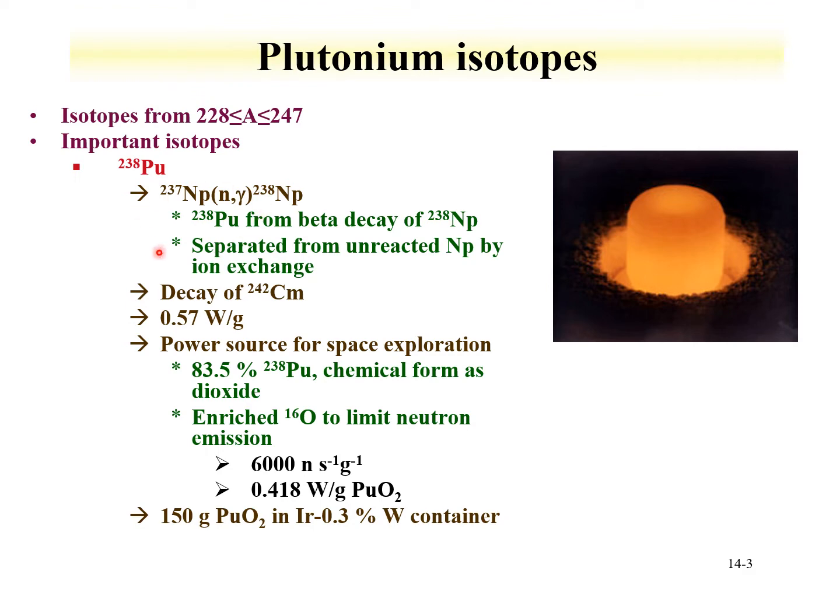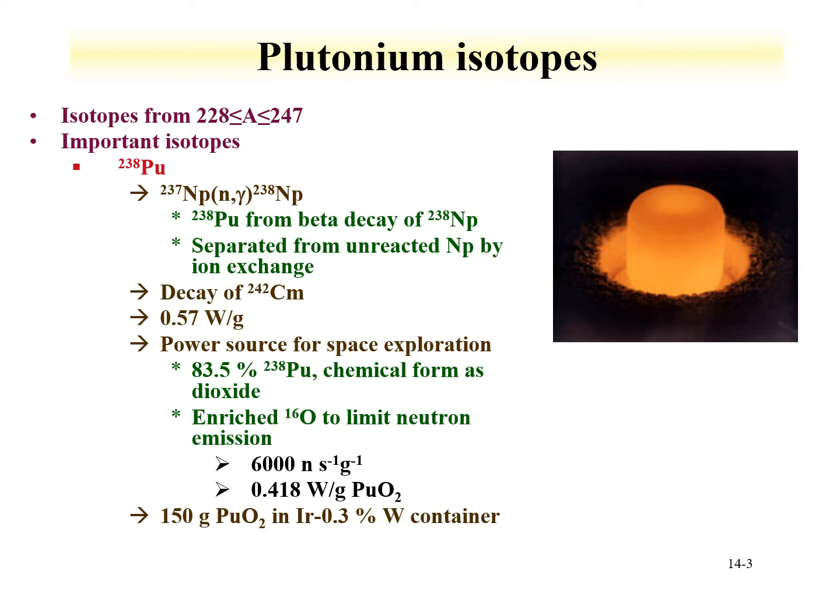This relatively short-lived alpha-emitting plutonium-238 has a high specific activity and is relatively easy to observe. The plutonium-238 is separated from the neptunium-237 target by ion exchange. You can also obtain plutonium-238 by the decay of curium-242. This isotope, since it's a relatively short-lived alpha emitter, has a lot of energy associated with it, about half a watt per gram. So this is used as a power source for space exploration.